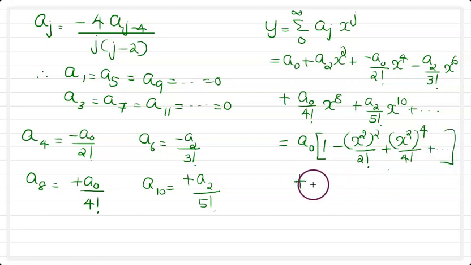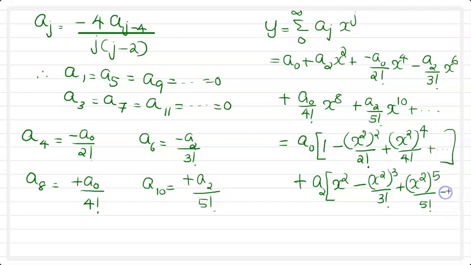Plus, now let us group those terms containing a2 together, which will give a2 into x square. Next term containing a2 is this. So we have minus x raised to 6 by 3 factorial, which can be expressed as x square whole cube by 3 factorial. Next term is x raised to 10 by 5 factorial plus x raised to 10 can be expressed as x square whole raised to 5 by 5 factorial plus etc.